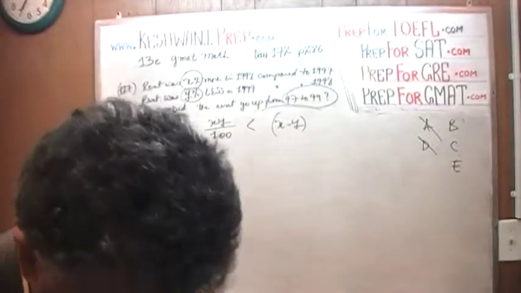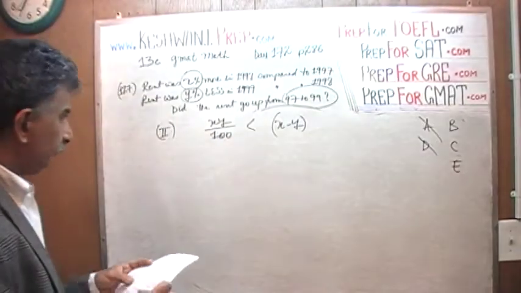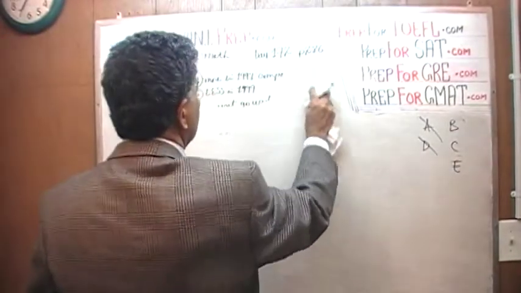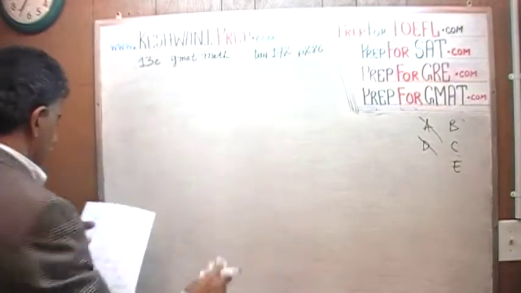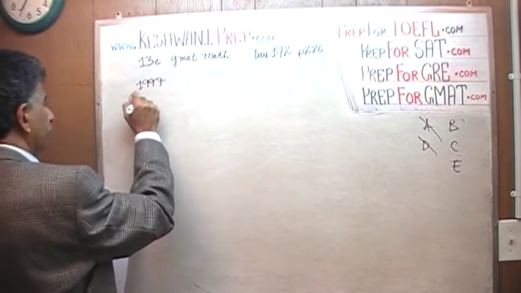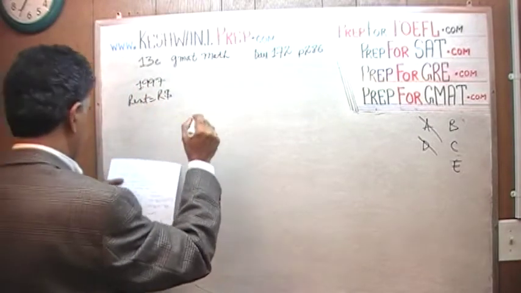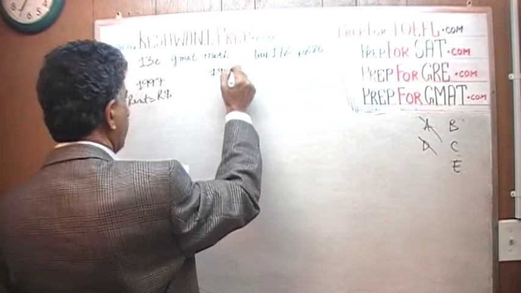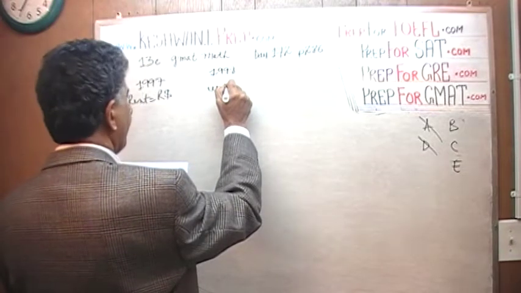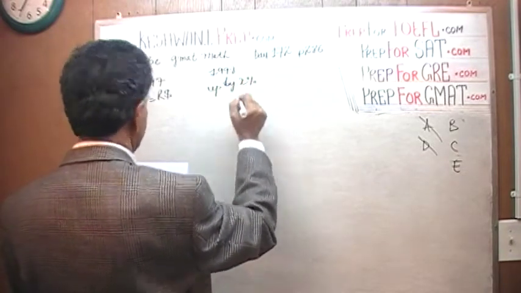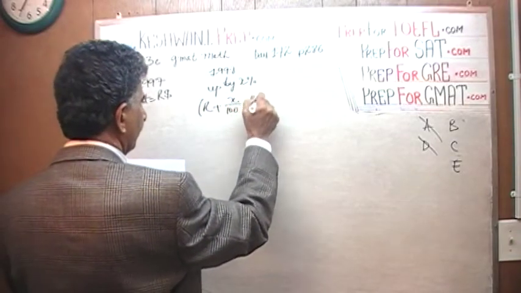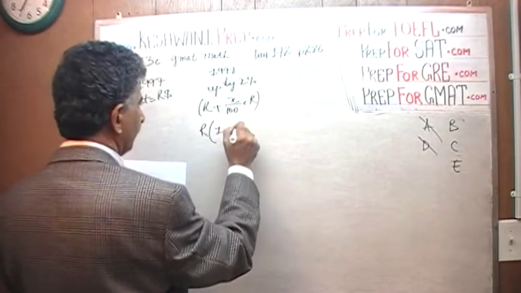Let's do this. It is going to be quite hairy. This is not going to be pleasant. I need a lot of room, so we're going to start from the very top. So in 1997, let's pretend our rent was R dollars. In '98, it goes up by X%. So it's R to begin with, plus X over 100 times R, or R times 1 plus X over 100.